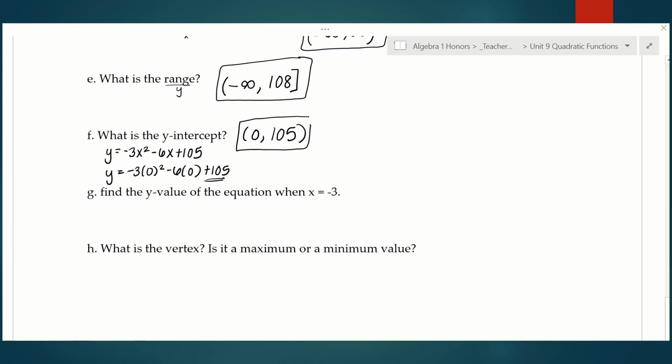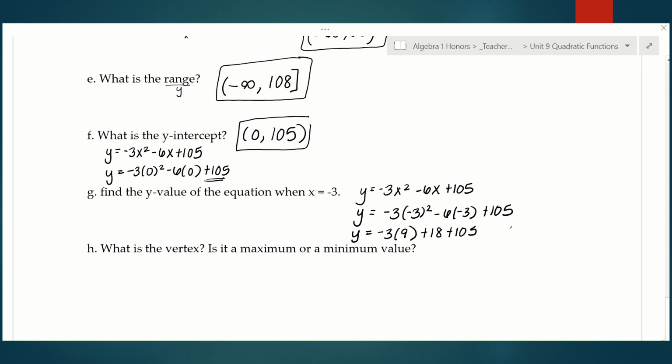All right, part G, find the y value of the equation when x is -3. So again, I would go back to standard form. And if I need to know what y is when x is -3, I'm going to substitute in -3 wherever I see an x. Okay, so let's do some simplifying here. This is -3 times 9 plus 18 plus 105, which I'm getting 96. Okay, so that is the value of y when x is -3.